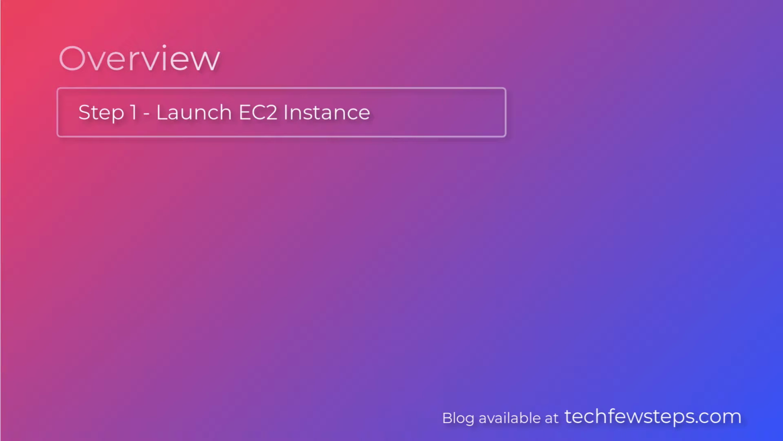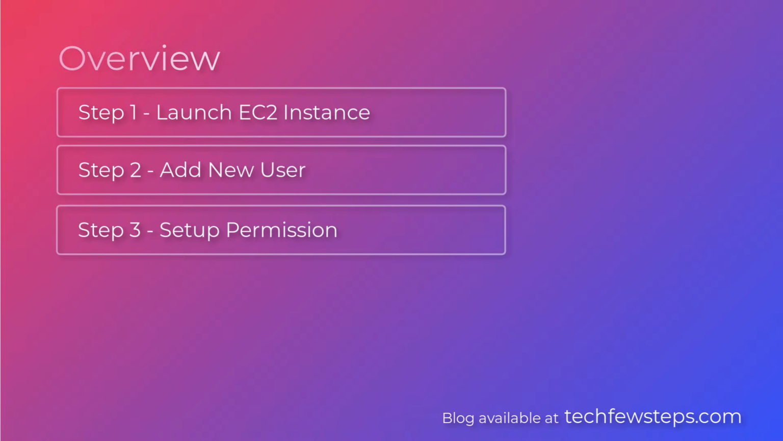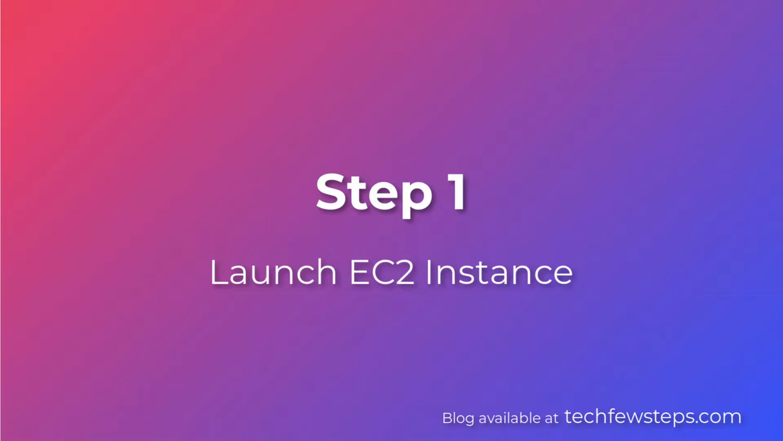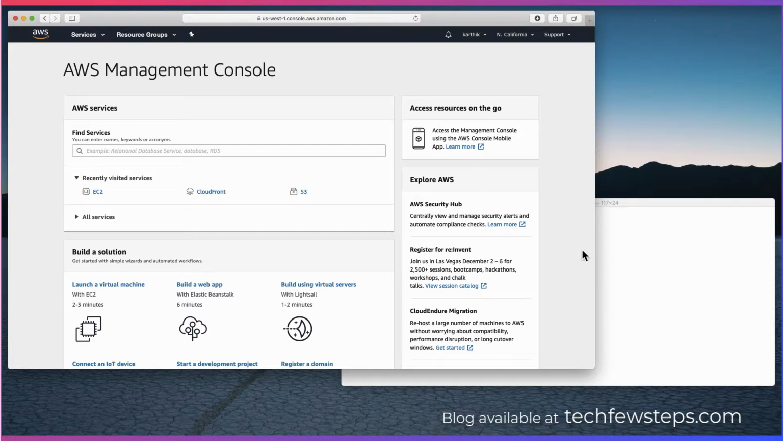5 simple steps to set up your AWS EC2 instance with password authentication. Step 1. Launch your new AWS EC2 instance and log in using SSH key.